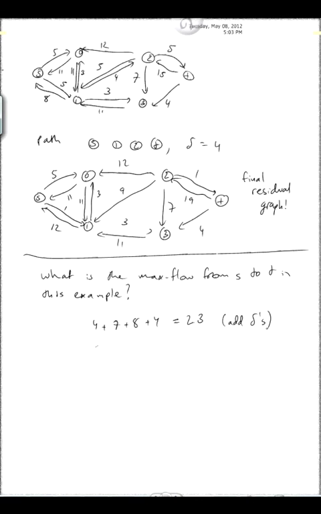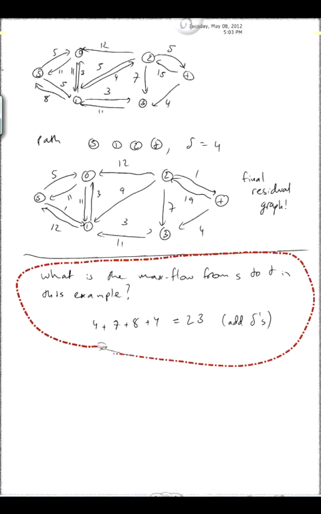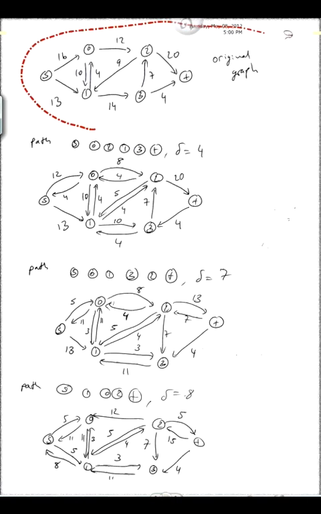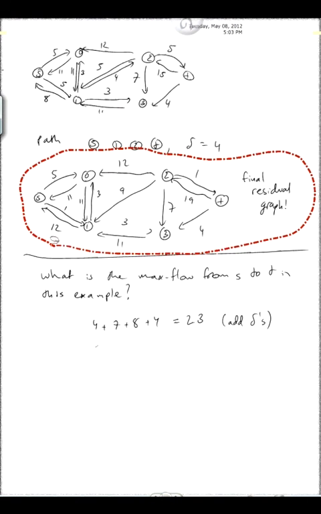But there's another way, which is that we can just look at the total amount of material that's leaving S and the total amount of material that's entering T. So let's do that. But first, let me copy some of this material over to another page. Okay, so somebody gives us the original graph, the final residual graph, and they want us to know what's the max flow from S to T in this example.